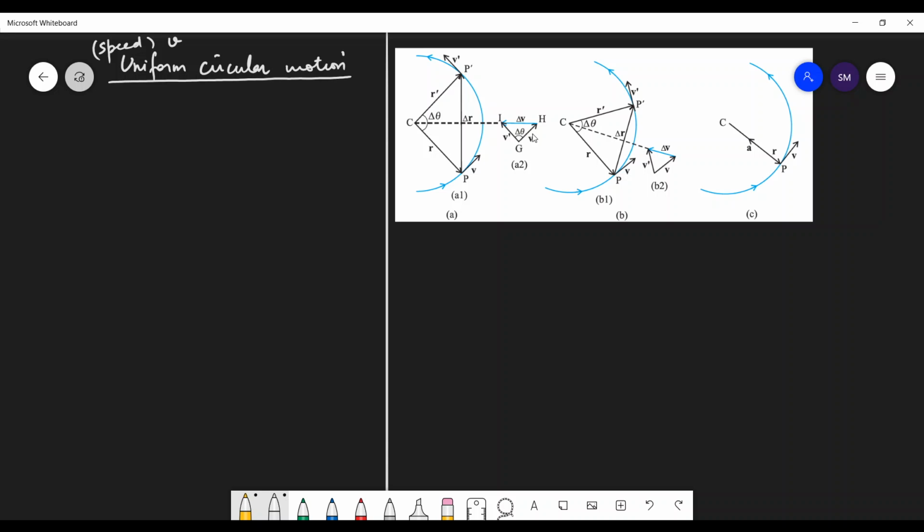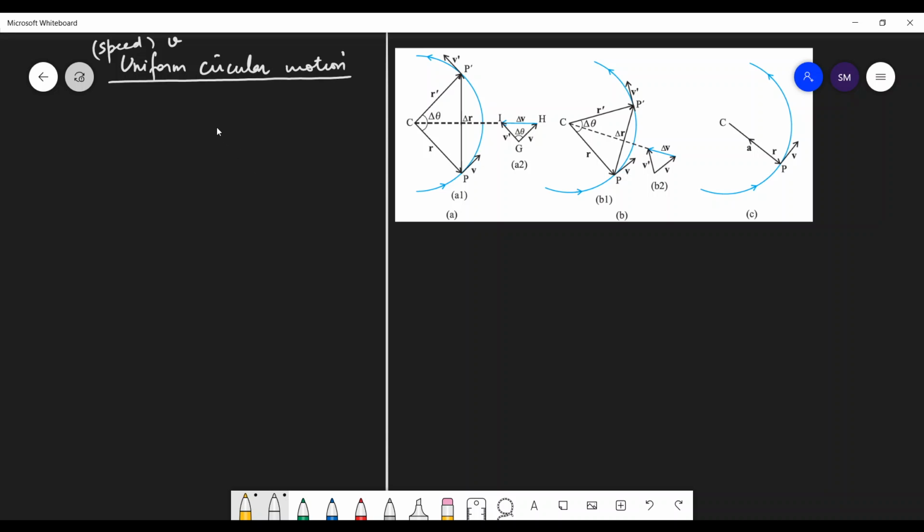So bringing this velocity over here and this velocity over here, treating them as free vectors, this angle is 90 degrees, this angle is 90 degrees, so the angle between them will also be delta theta. And using the triangular law of addition, we found delta r, and similarly we found delta v over here, and this delta v is perpendicular to delta r.